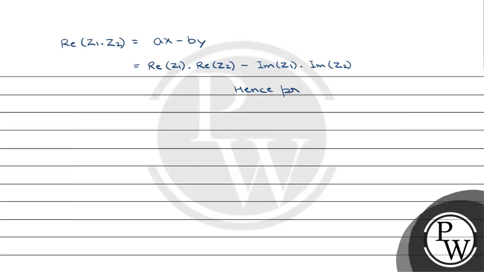Hence we have proved that the real part of the product of two complex numbers is equal to the product of the real part of z1 and the real part of z2 minus the product of the imaginary part of z1 and the imaginary part of z2. So I'm sure everybody must have understood it well.